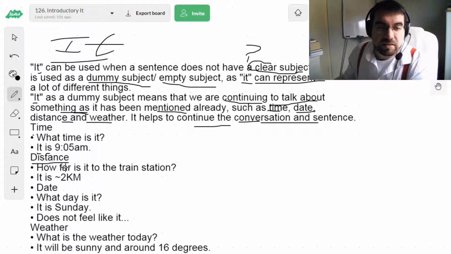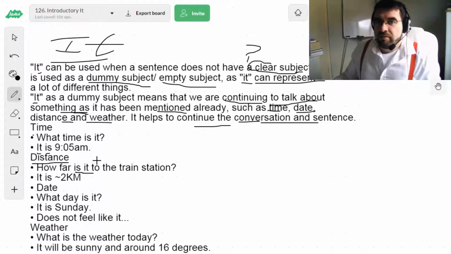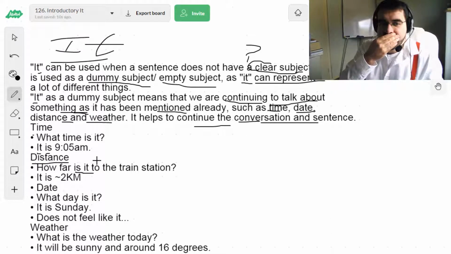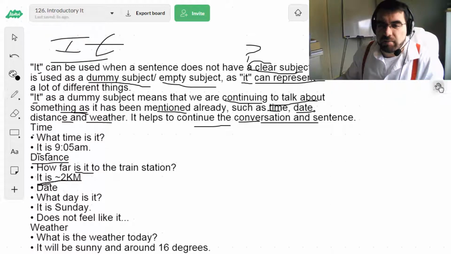Or distance. How far is it to the station? How far away is it? It is, what, 2 kilometers? Not far.